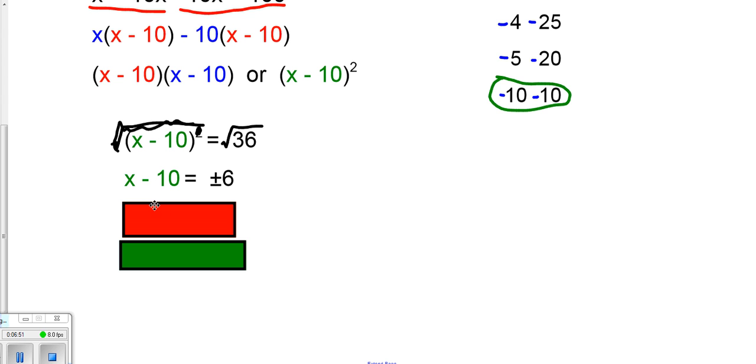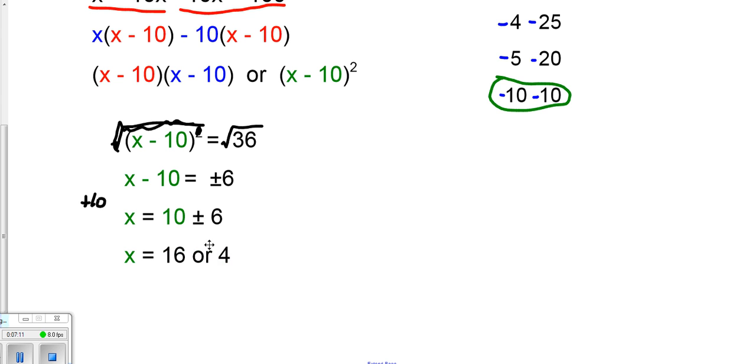Now we still need to get x alone. How do we get x alone on both sides? Well, we have to add 10 to both sides of the equation, so we get x equals positive 10, that 10 that we just added, either plus 6 or positive 10 minus 6. If we did 10 plus 6, that would be 16. If we had 10 minus 6, that would be 4. So our two possible answers in this one would be x equals 16 or x equals 4.